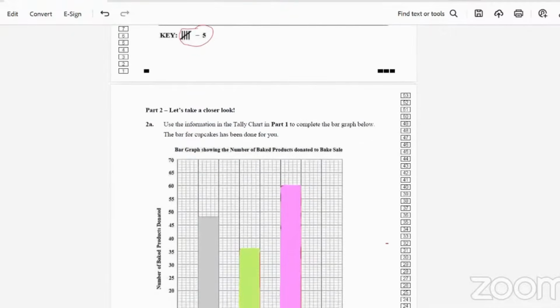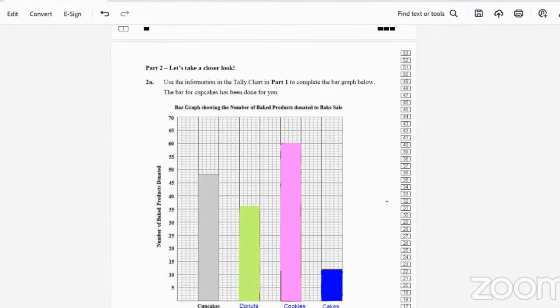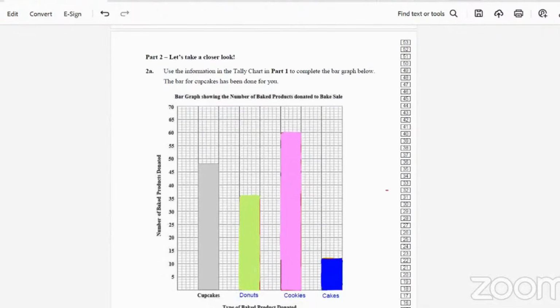We are now on to part 2. Part 1 is finished. And in the interest of time, I have already gone ahead to complete this bar graph, but let's look at what it said we were supposed to do. It says, let's take a closer look. Use the information in the tally chart in part 1 to complete the bar graph below. The bar for cupcakes has already been done. So they had already completed this chart, right? This was the example. And I went ahead to fill in the information for donuts, cookies, and cakes.